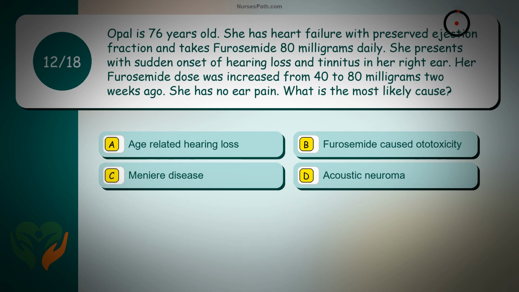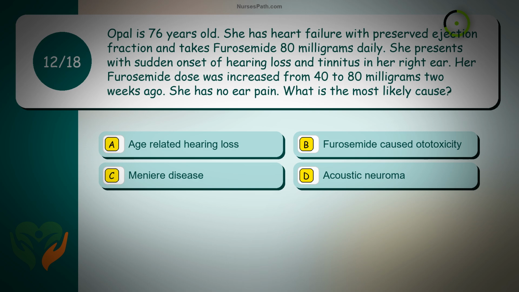Question 12. Opal is 76 years old. She has heart failure with preserved ejection fraction and takes furosemide 80 mg daily. She presents with sudden onset of hearing loss and tinnitus in her right ear. Her furosemide dose was increased from 40 to 80 mg 2 weeks ago. She has no ear pain. What is the most likely cause?